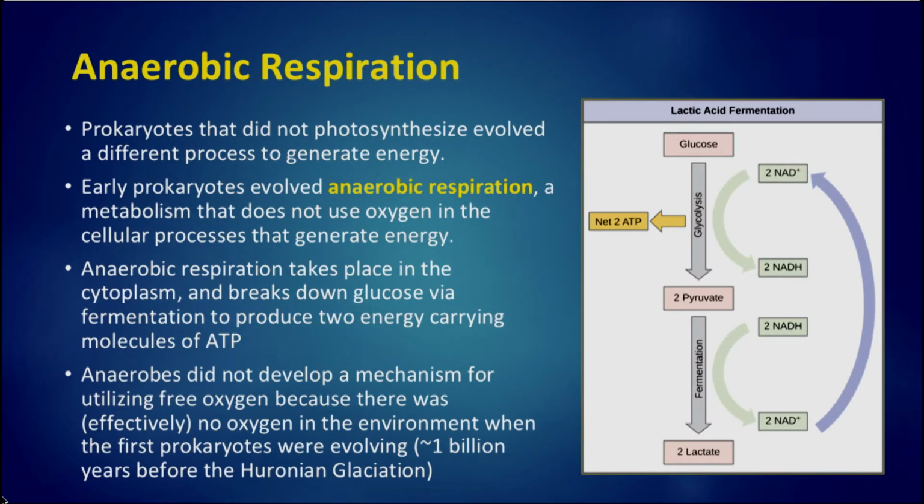Prokaryotes that did not use photosynthesis evolved a different process to generate their energy. They evolved what's called anaerobic respiration, a metabolism that does not use oxygen in the cellular processes that generate energy. Anaerobic respiration takes place in the cytoplasm and breaks down glucose via fermentation to produce two energy-carrying molecules of ATP, adenosine triphosphate. Anaerobes did not develop a mechanism for using free oxygen because essentially there was no oxygen in the environment when these first prokaryotes were evolving. Remember, this is about 1 billion years before the glaciation and the snowball Earth episode.